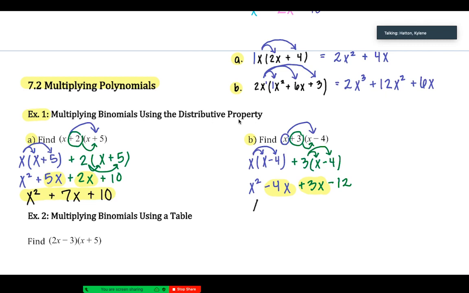So x squared, I'll just bring that down. There's no other x squared terms. Negative 4x and positive 3x, if we're adding the coefficients, it's negative 4 plus 3, which is negative 1x. But remember, if the coefficient is 1 or negative 1, you don't actually have to write the 1. So we can just write that as minus x. And then we can also bring down the minus 12 because there's no other constant terms to combine it with.